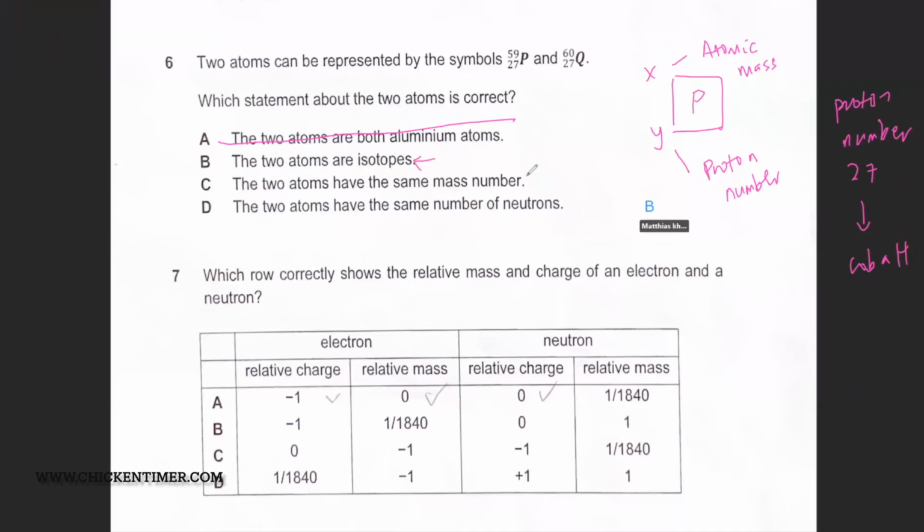The 2 atoms have the same mass number. This one is wrong. They have the same proton number. Then because the atomic mass is different, the number of neutrons will be different. Answer B.